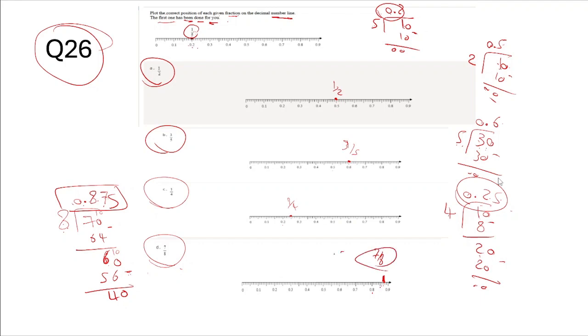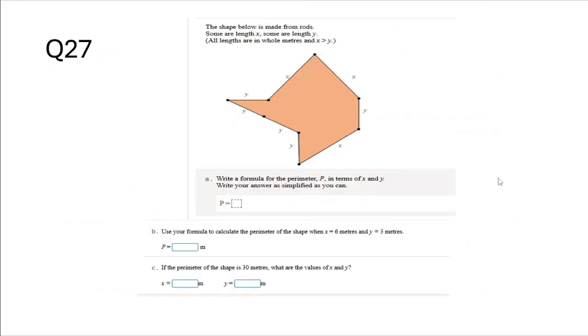Okay. So let's see question number 27. Question number 27 is saying the shape below is made from rods. Some are length x and some are length y. All lengths are in whole meters and x is bigger than y. Write a formula for the perimeter B in terms of x and y. Write your answer as simplified as you can.